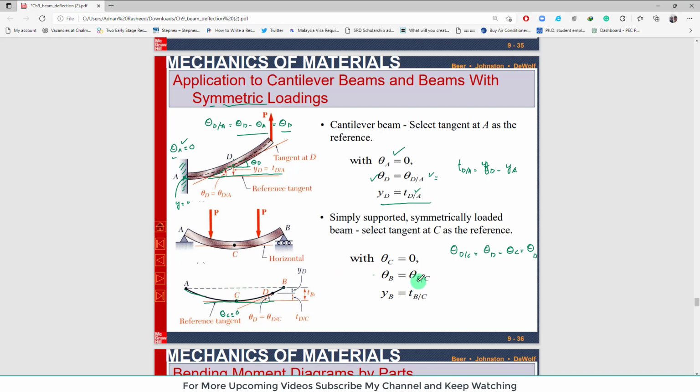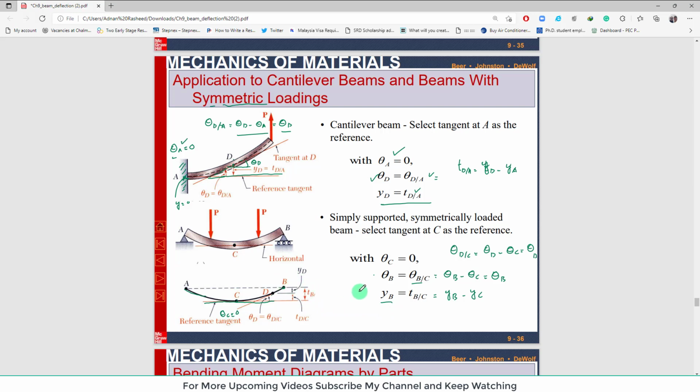So theta BC will be equal to theta B minus theta C, and theta C is equal to 0. So again it will be equal to theta B. Now you can find the deflection at any two points. For example, if you are interested to find out the deflection at point P, that will be equal to YB, and that is equal to TBC. Now what does TBC mean? TBC means YB minus YC. Clear?